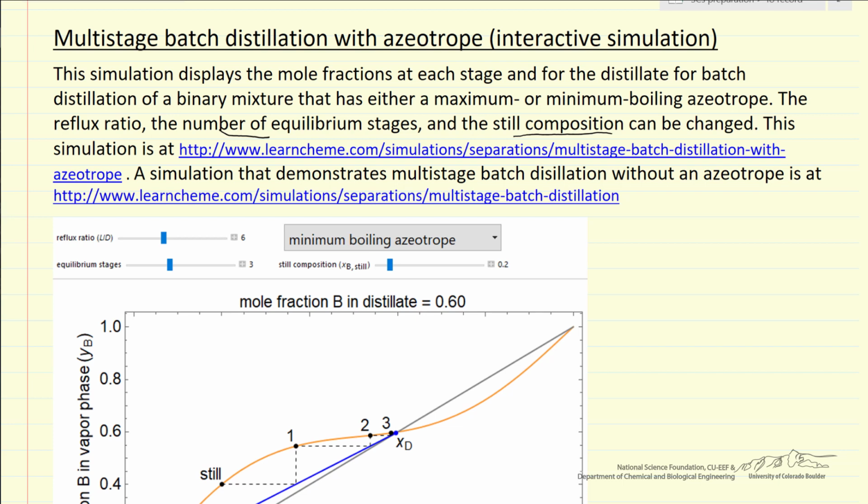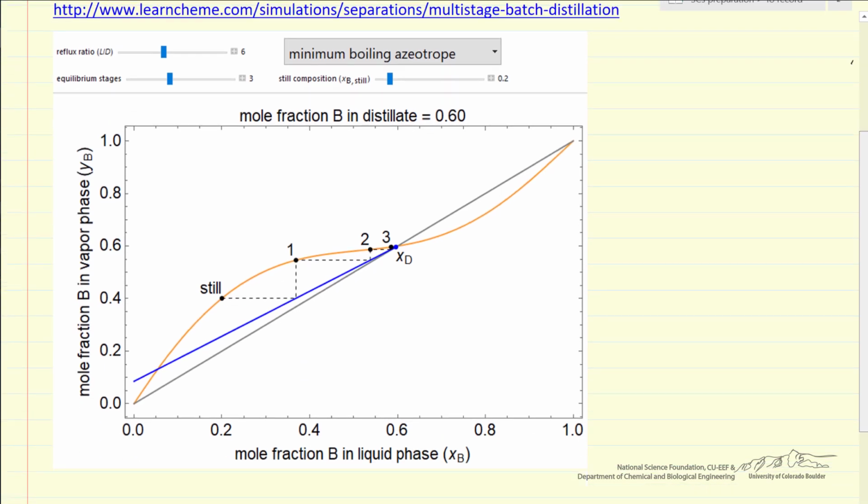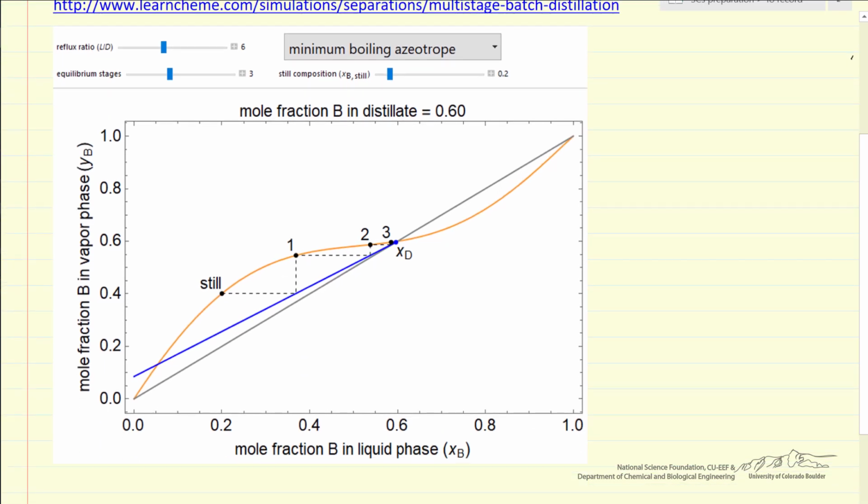So here we're trying to represent an azeotrope, and we're doing this by showing the YX diagram, the mole fraction of vapor phase on the y-axis, the mole fraction liquid phase on the x-axis. The orange curve is the vapor-liquid equilibrium line. So for example, in this case, the still composition is 0.2. That's the liquid phase still composition. The vapor in equilibrium with it is at a mole fraction of 0.4 of component B.